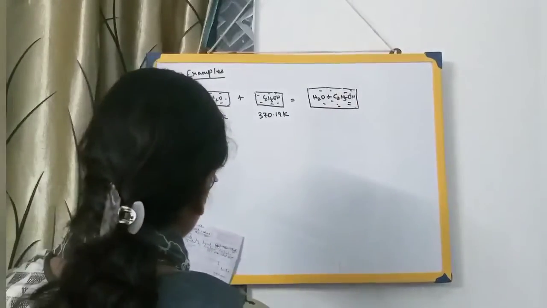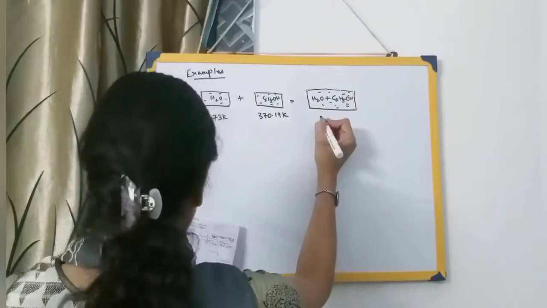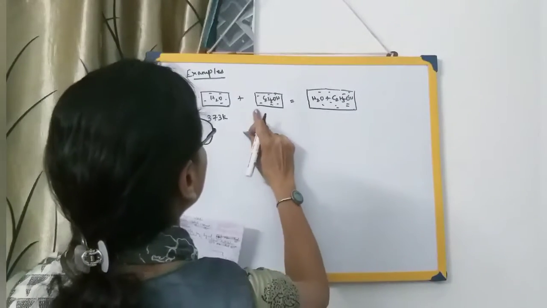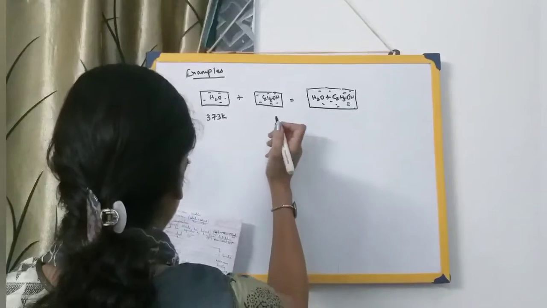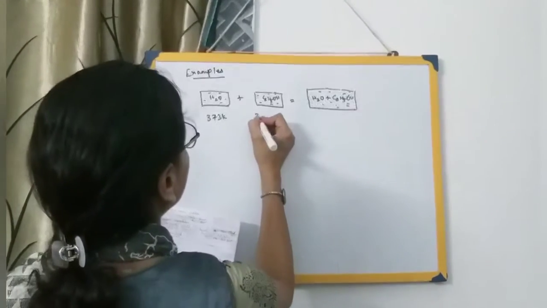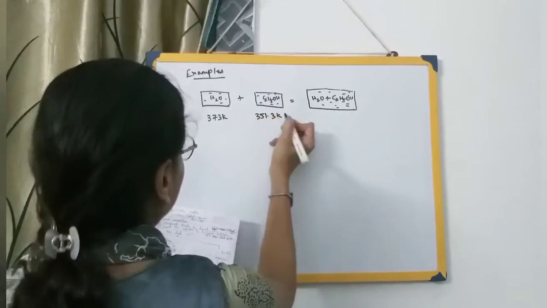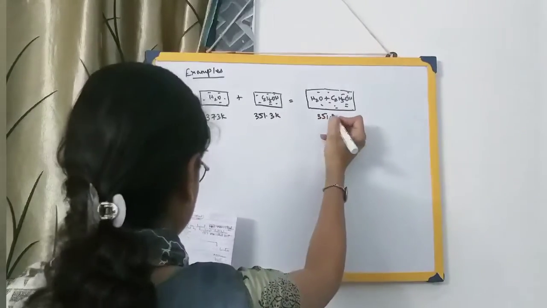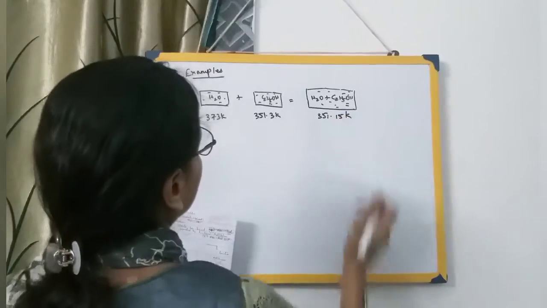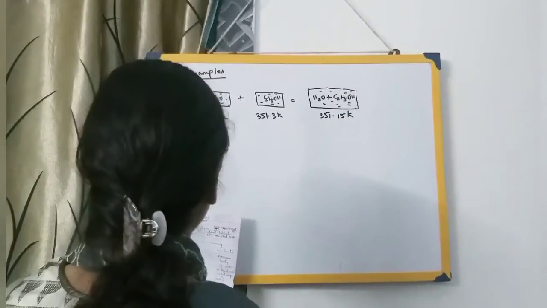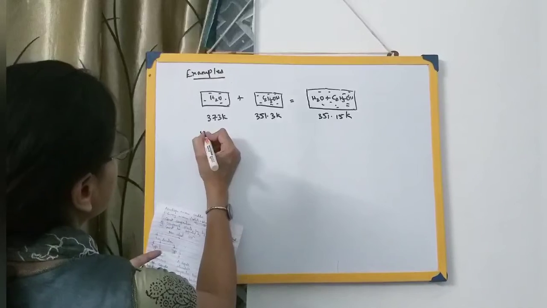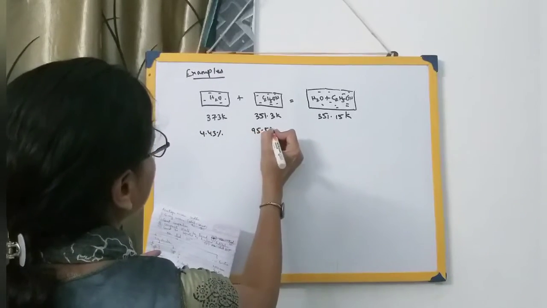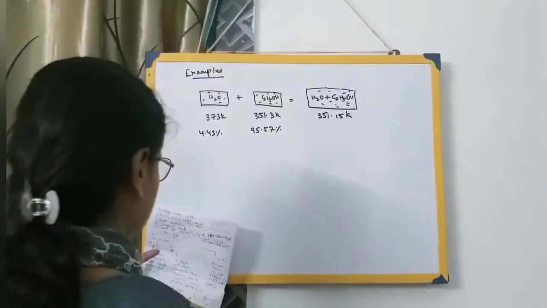So here, sorry, this is ethyl alcohol, I made a mistake. So for ethyl alcohol, the boiling point is 351.3 Kelvin and this one will be 351.15 Kelvin. This is going to boil at 351 and at the same time we maintain the composition. So this is 4.43% and this is 95.57%. This is the composition of both of them.